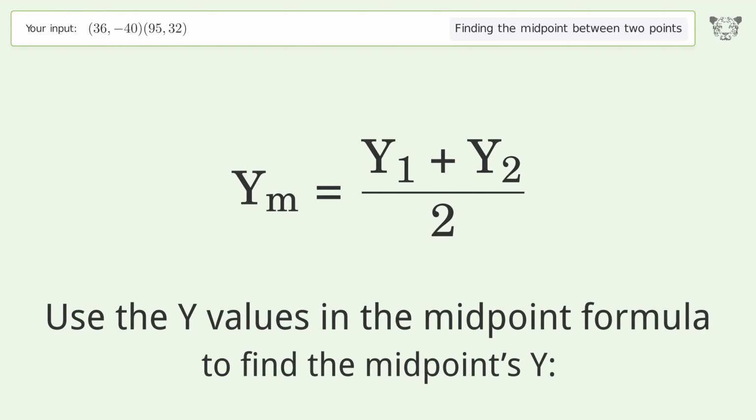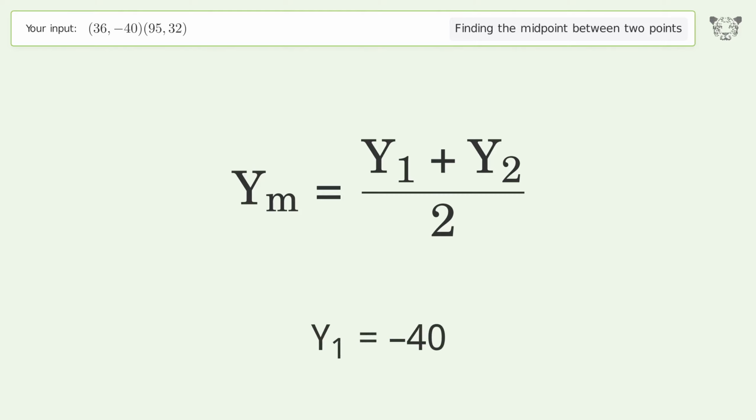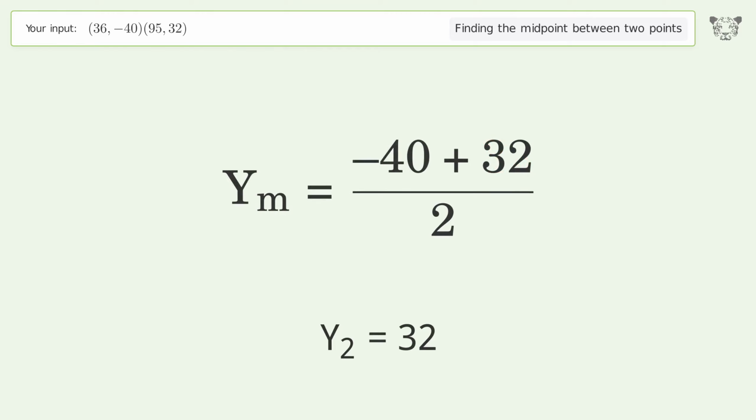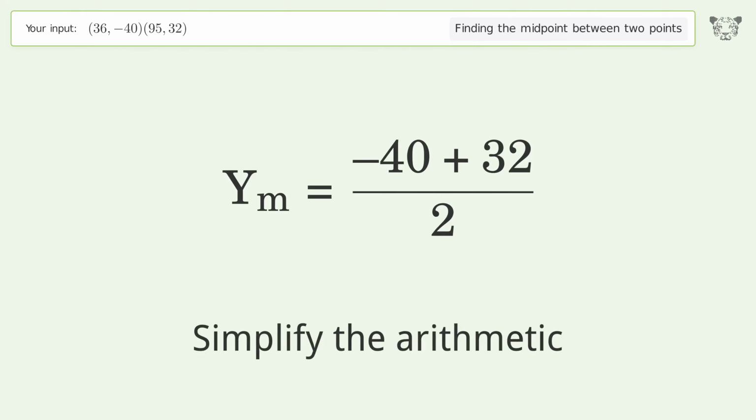Use the y values in the midpoint formula to find the midpoints y. y1 equals -40. y2 equals 32. Simplify the arithmetic.